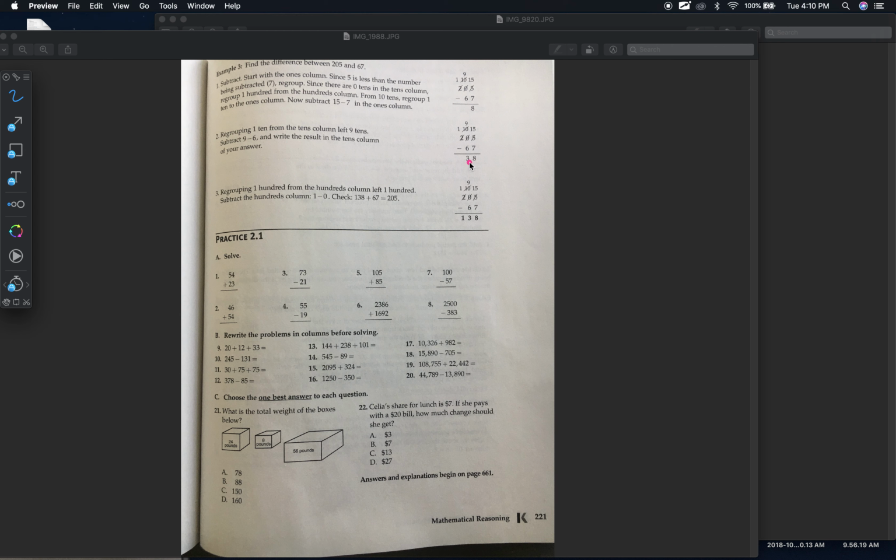It's pretty important, just as a side note, guys, to make sure that you cross out the numbers that you're not actually using anymore, because it can get a little confusing. Okay, now we move over to the hundreds column. 1 minus, there's no number here, so 1 minus 0 remains 1. So that's what they did here. 1 minus an imaginary 0 is 1. So we know the number is 138. Okay?